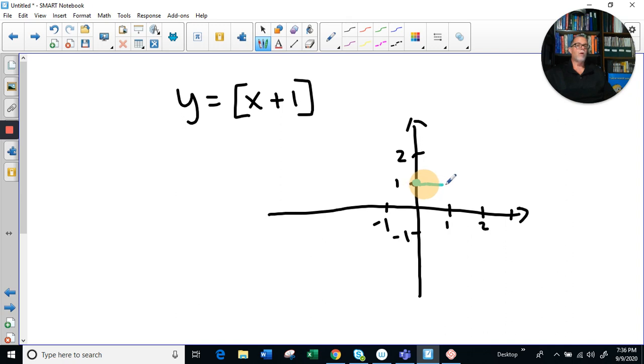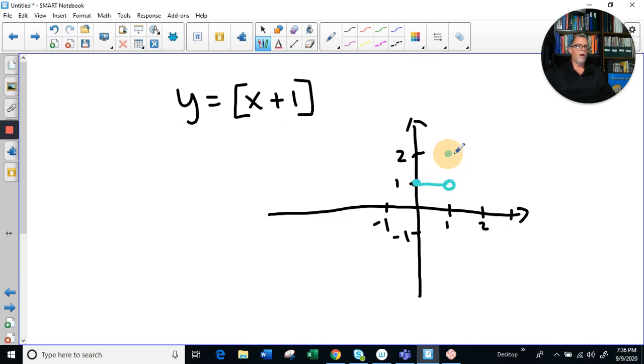So I have everything I need right now. All right? Everything I need. Don't overthink these. It's 1 wide, 1 tall, closed circle on the left, open circle on the right. So now I just continue that pattern. I can go backwards the same way.